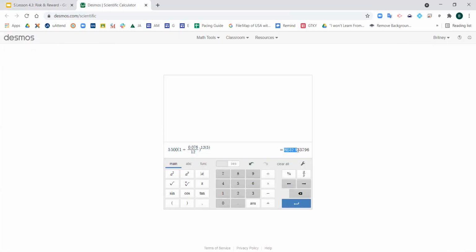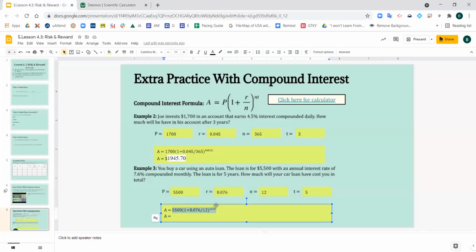Highlighting the wrong part. Highlight my answer. Copy, paste, round. We've got 3 here. If it's 5 or more, you're going to round up. If it's 4 or less, let it rest. And so that is our final answer here.